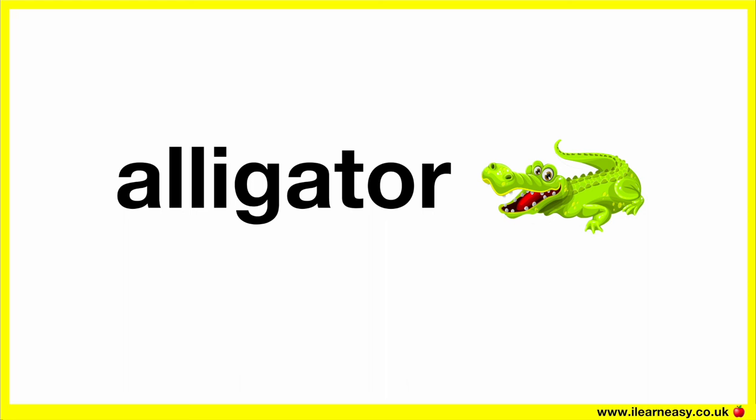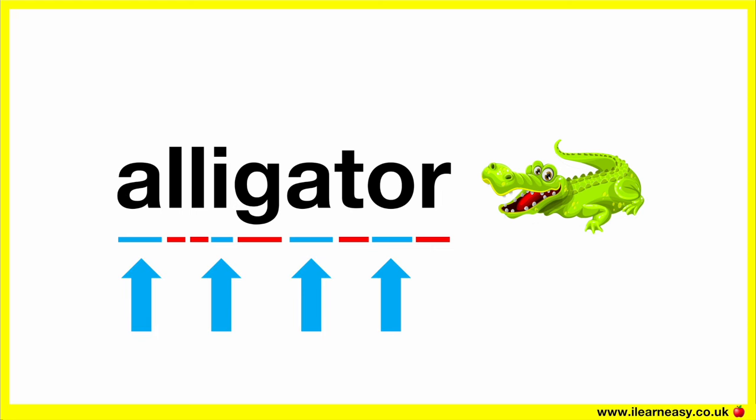Alligator. The letter A is a vowel. The letter L's are consonants. The letter I is a vowel. The letter G is a consonant. The letter A is a vowel. The letter T is a consonant. The letter O is a vowel. And the letter R is a consonant. There are four vowel sounds in this word, therefore there are four syllables.